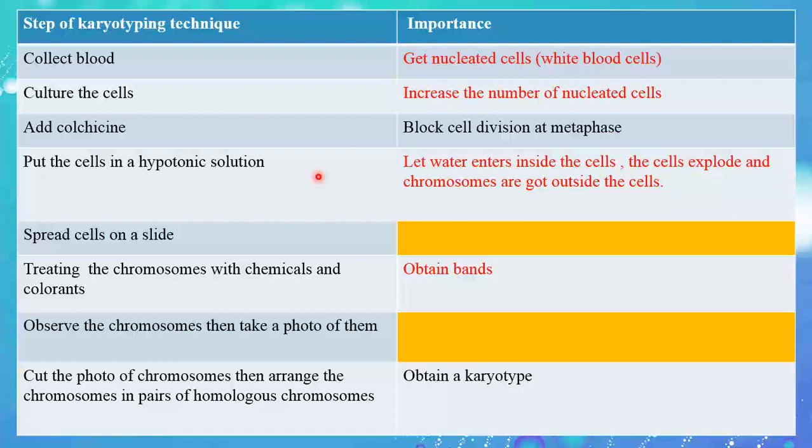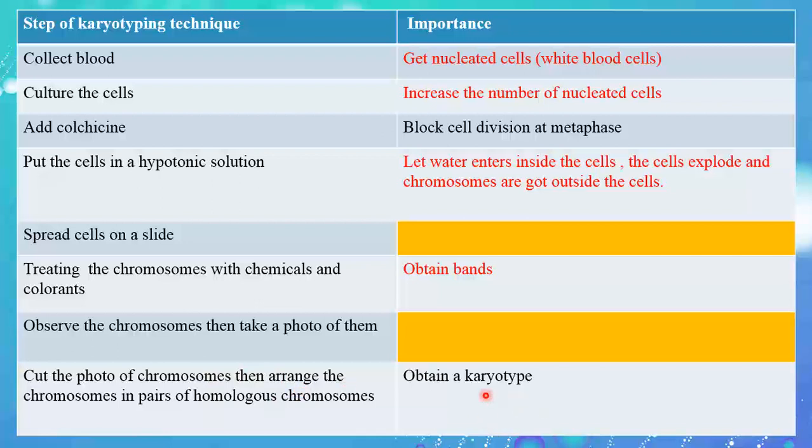As you've learned in the previous lesson, a hypotonic solution allows the water to enter the cell, and the cell will explode, which exposes the chromosomes for us to see them. The cells are treated with colorants in order to obtain bands. And cutting the photo of chromosomes and separating and arranging them is another term for karyotyping.